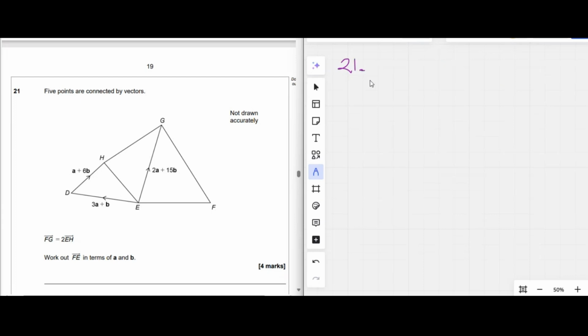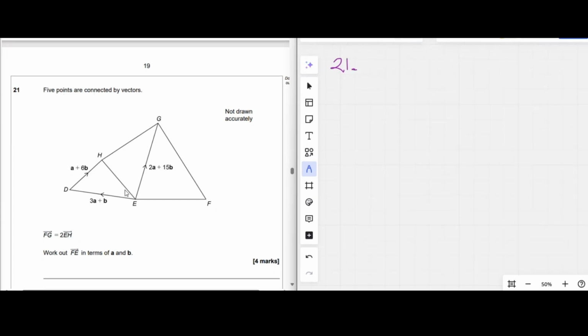In 21st, we have vectors. 5 points are connected. So we have this direction, and this direction. FG vector is equal to EH vector. FG, so from F to G, equals EH. Okay, so this length is twice that length. Work out FE in terms of A and B.